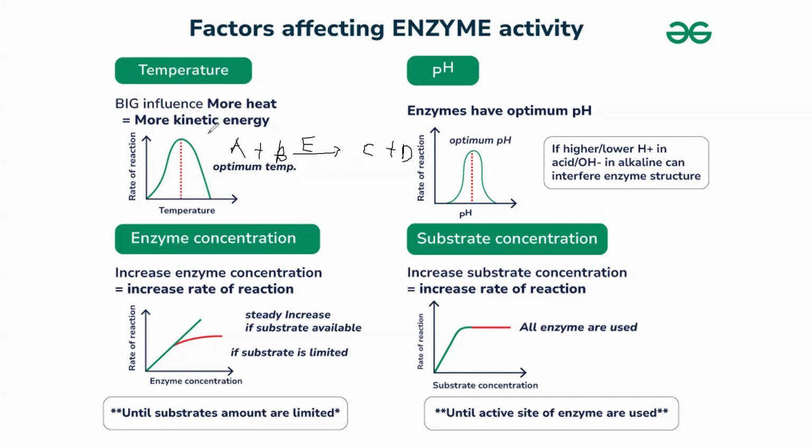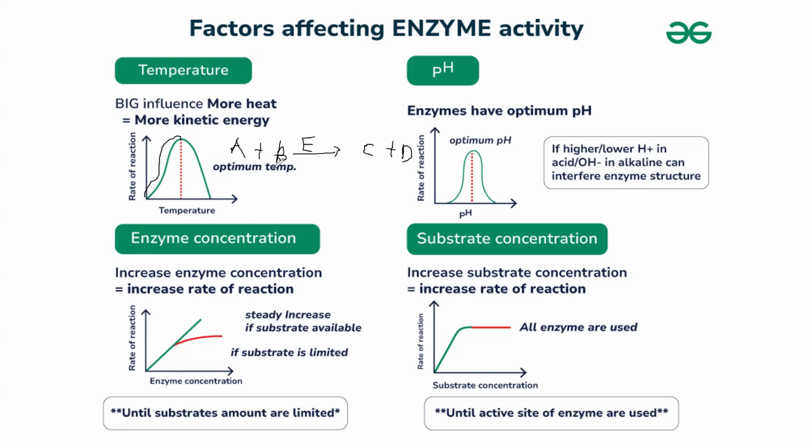As the temperature increases, the kinetic energy will increase due to an increase in collisions between the reactant particles, and as a result, a sufficient amount of energy will be provided for the reacting particles to convert into the product. So generally, the rate of the reaction increases with an increase in temperature due to an increase in collisions between the reactant particles. But of course, as you can see here, this is an optimum temperature.